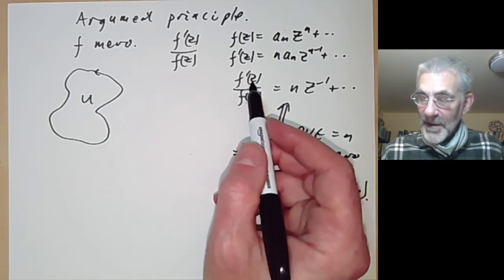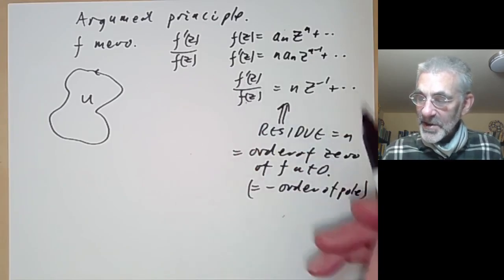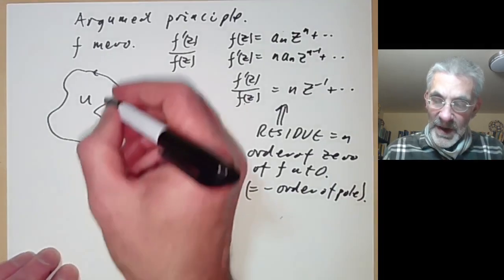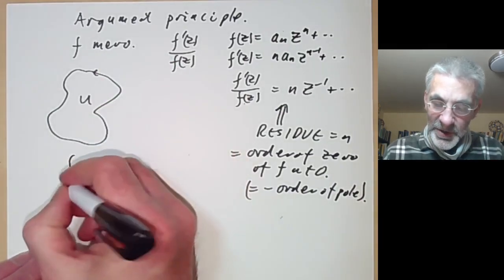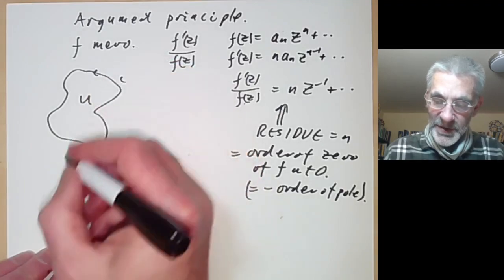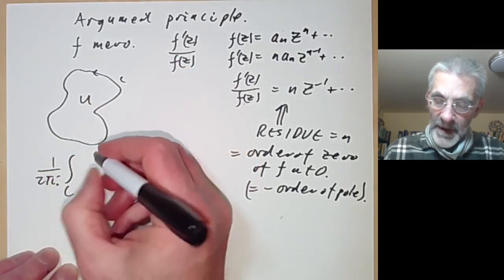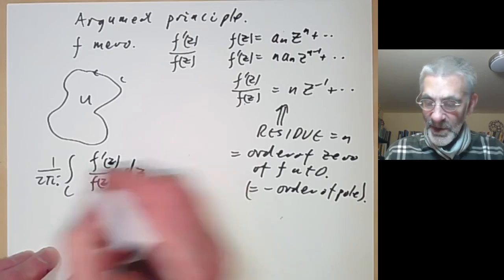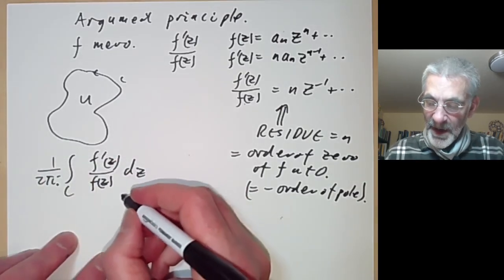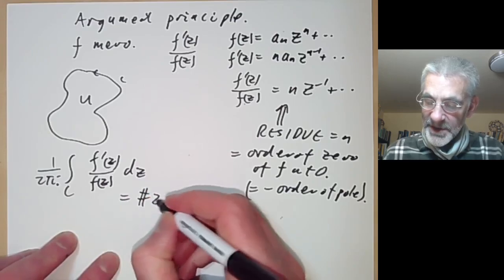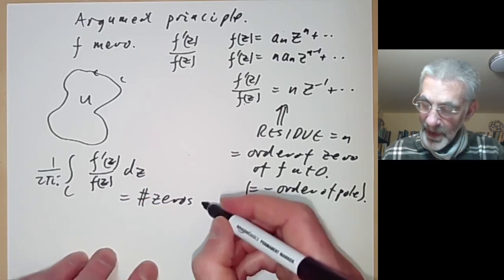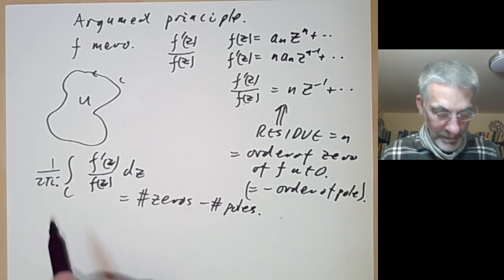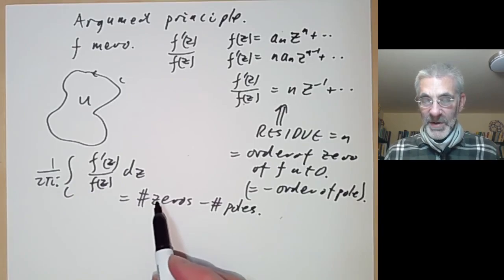And similarly, the residue of this at any point A is just the order of the 0 at A. So we see that the integral over C, that's this contour, of f prime of z over f of z dz, when multiplied by 1 over 2 pi i, is equal to the number of zeros minus the number of poles of f. And this is the argument principle discovered by Cauchy.